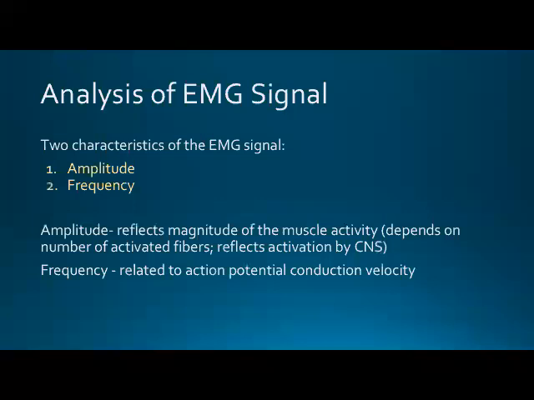Usually this is going to be represented by the measure root mean square, which I showed on the previous slide. That's going to be a measure of amplitude. And then frequency is related to the action potential conduction velocity. So how quickly those signals are being sent down the nerve to its attached fibers.